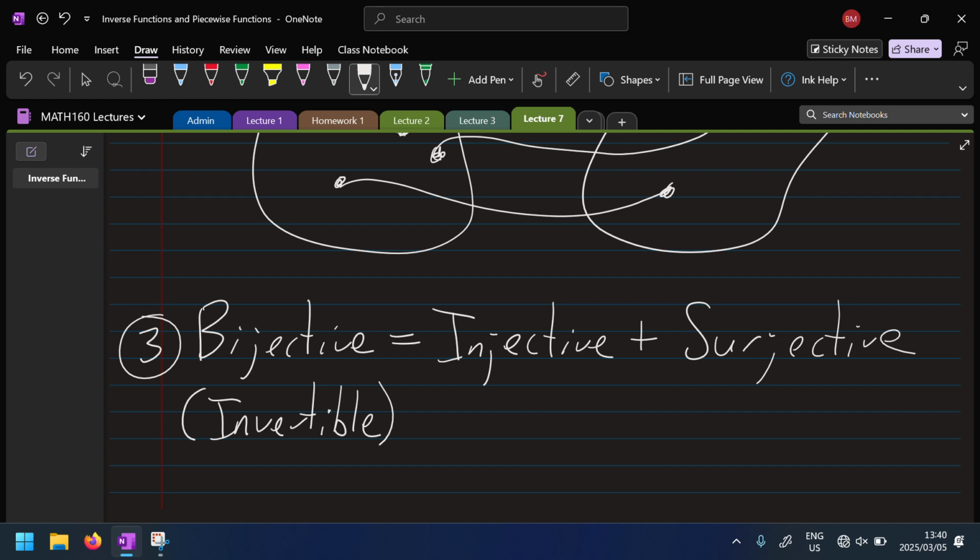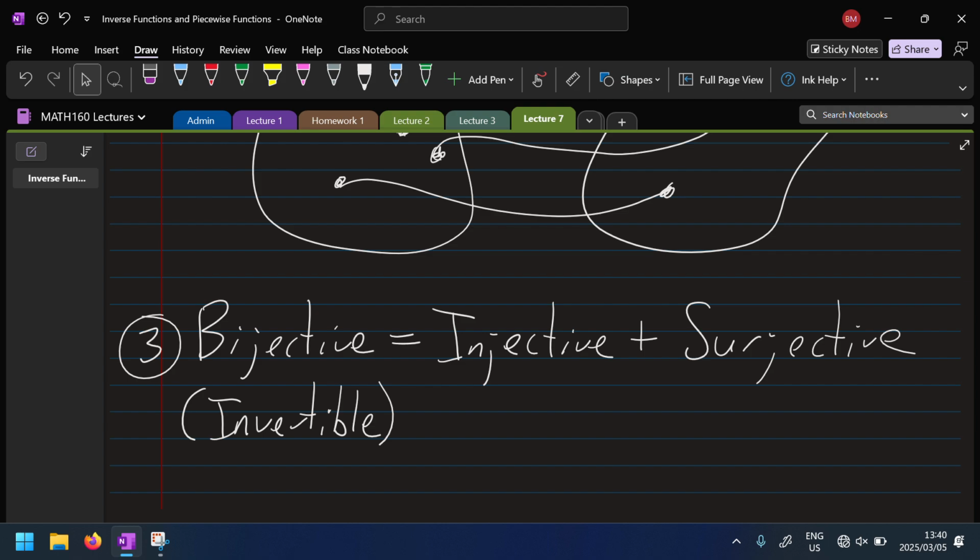So if you want to find the inverse, we need to check if it is injective. Then we need to check if it is surjective. If it is both injective and surjective, then it is bijective, and so it has an inverse.